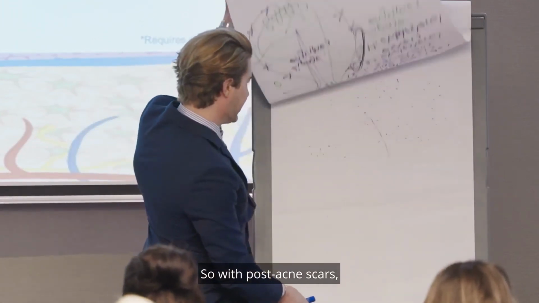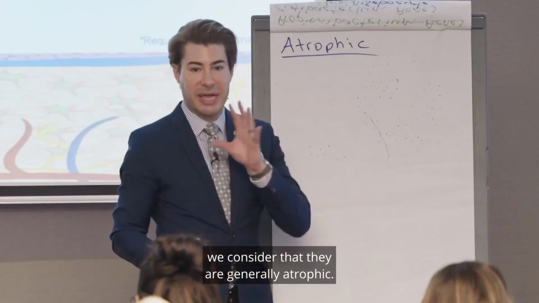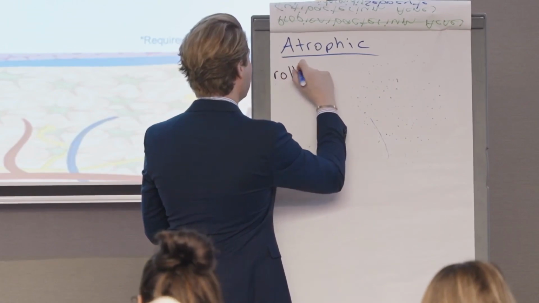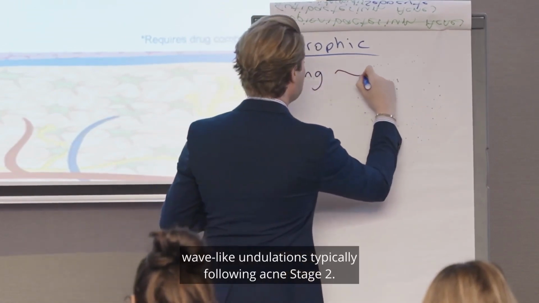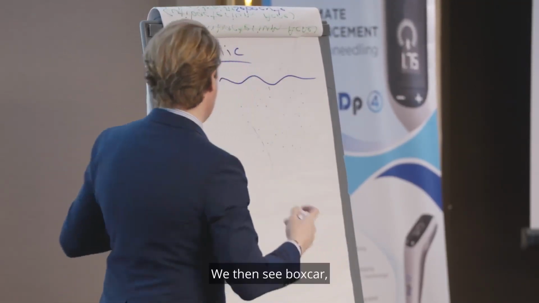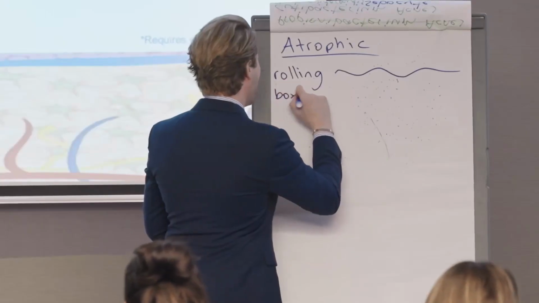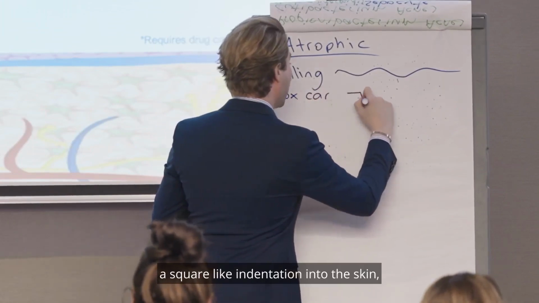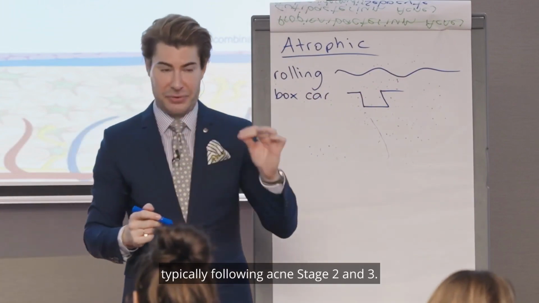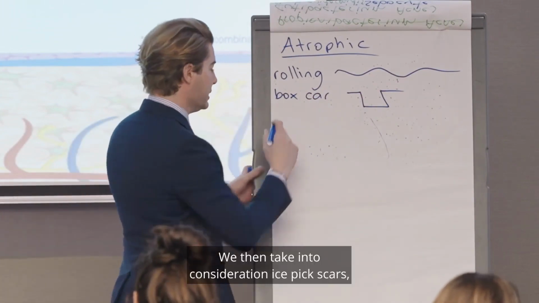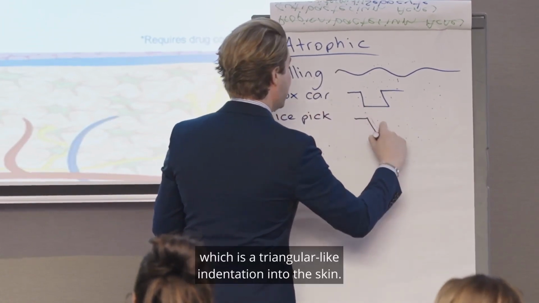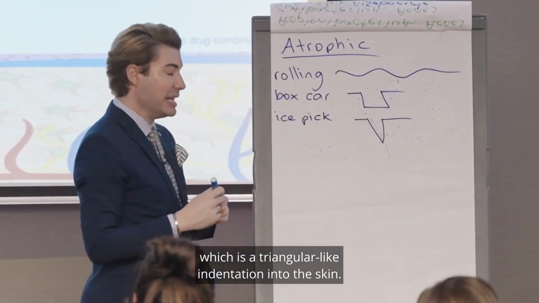So with post-acne scars, we consider that they are generally atrophic. We consider first rolling, wave-like undulations, typically following acne stage 2. We then see box scar, a square-like indentation into the skin, typically following acne stage 2 and 3. We then take into consideration ice pick scars, which is a triangular-like indentation into the skin.